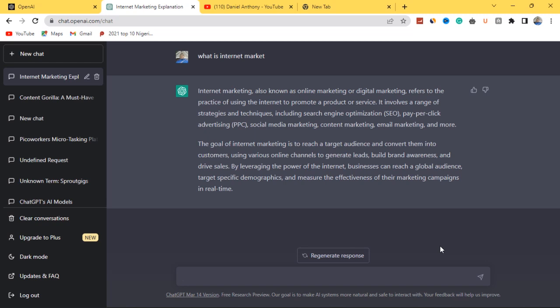If you don't know how to actually initiate a proper prompt, you don't get the best result or the best feedback from ChatGPT, because this thing is programmed. So you need to actually understand how to work with the programs.